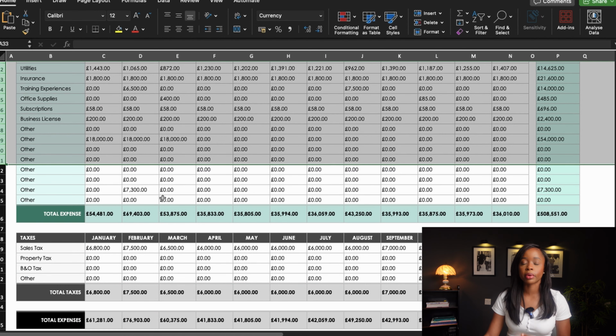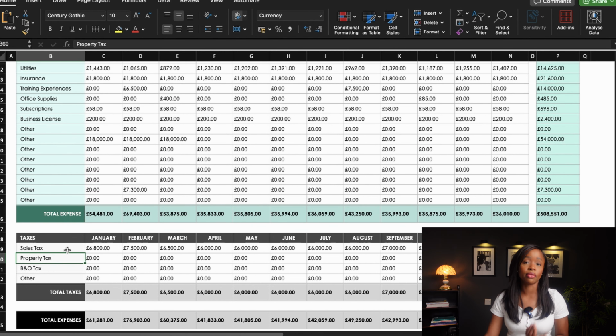Okay, once you've put into place all the different categories that need to be factored into your profit and loss, what you then want to include is things like your taxes. Okay, so depending on what country you're in, you might have things like your sales tax.